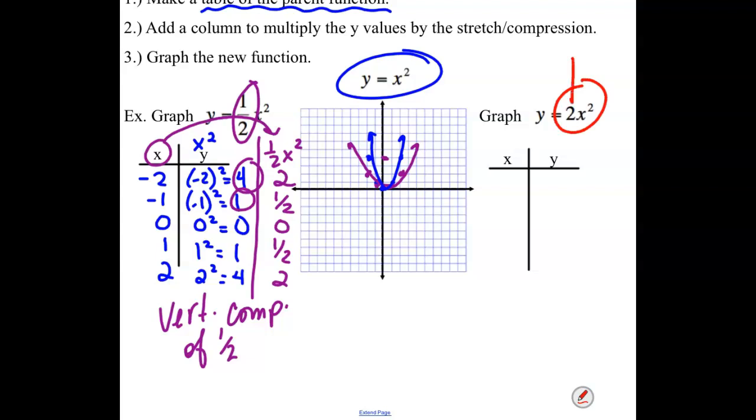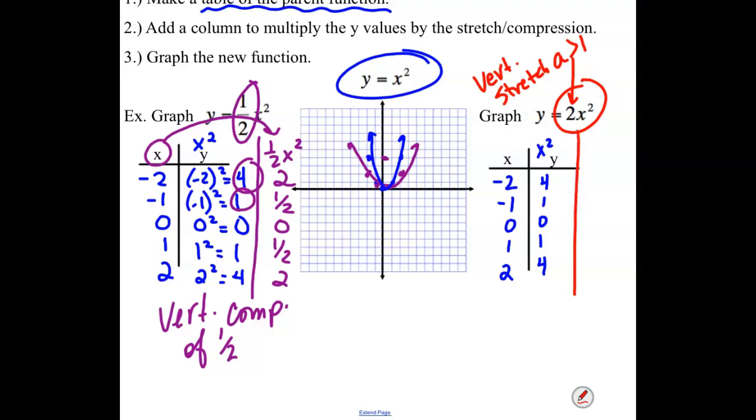For this one, because our a value here is bigger than 1, we are going to have a vertical stretch. Okay, so again, we're going to start with our parent function. Our parent function, we've already calculated these points. Squaring, we're just basic x squared graph. But this time we want our new y values to be twice that. Okay, so whatever we had for our old y value, this 4, is now going to become an 8. 1 gets doubled. 2 times 0 is still 0. 2 times 1, and 2 times 4.